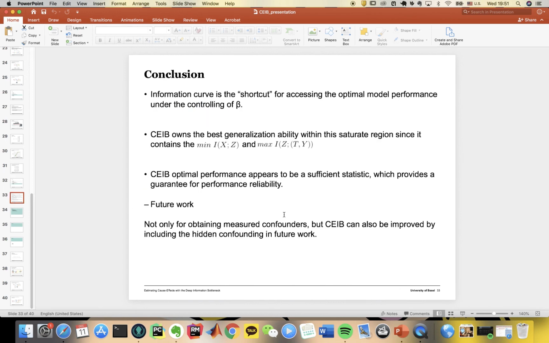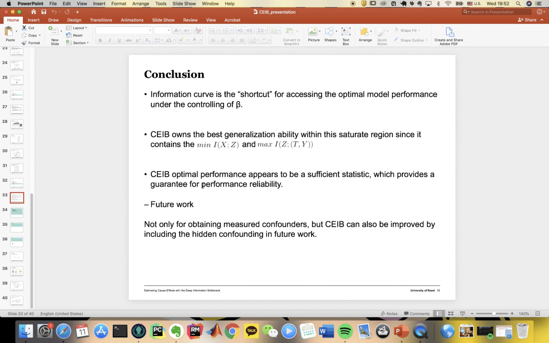Now comes the conclusion part. The information curve shows us a shortcut for assessing model performance across all values of beta, so we can pick the one with the best performance. At this point the CEIB model has the best generalization ability, because it has the minimum compression term and also the maximum prediction term.